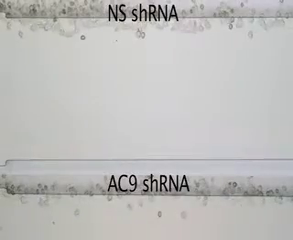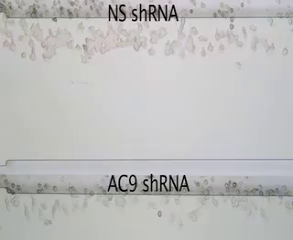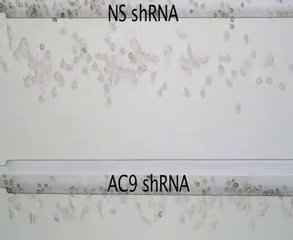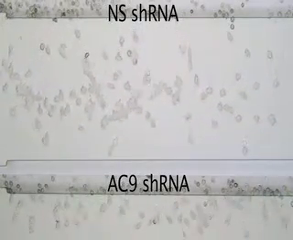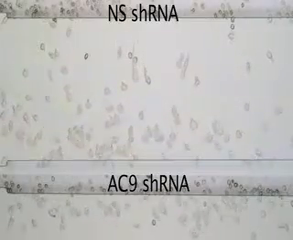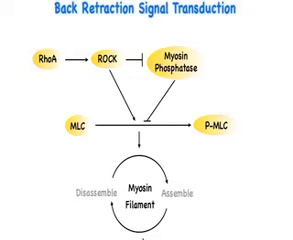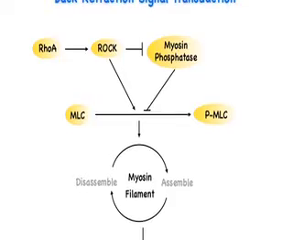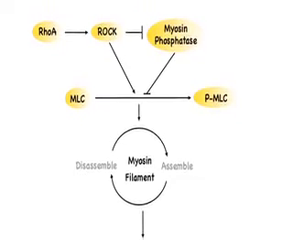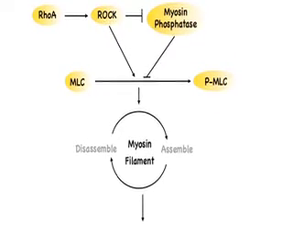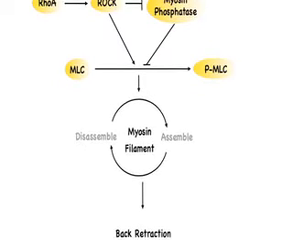Further, we wanted to determine the role of cyclic AMP in mTOR function, and we looked at the chemotactic ability of AC9 knockdown cells. As shown in this movie, the AC9 knockdown cells can sense the chemoattractant gradient very well, but they have a severe back retraction defect. Tail retraction is regulated by the RhoA-ROCK signaling pathway. This pathway leads to myosin phosphorylation and then regulates back retraction.